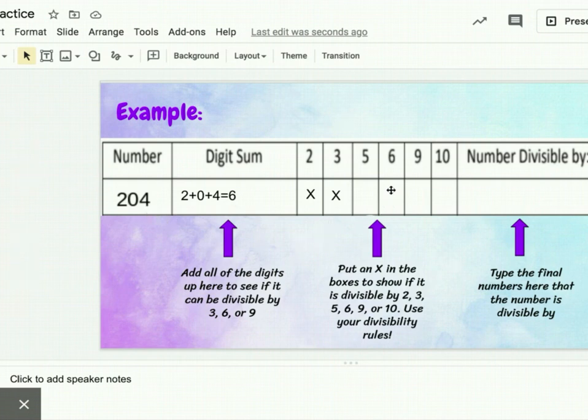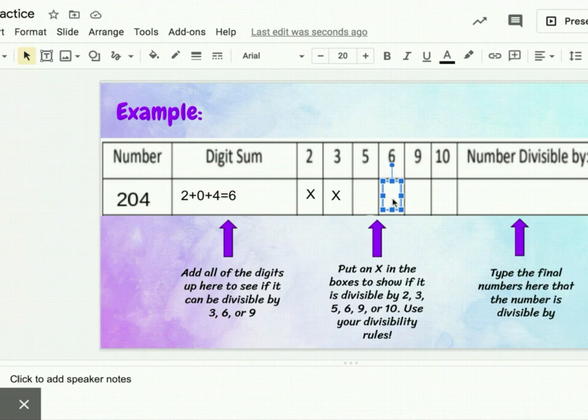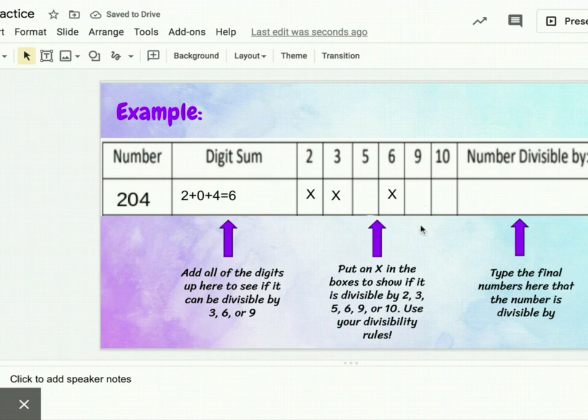For it to be divisible by 6, it has to be divisible by 2 and 3. Well, I already checked off that it was divisible by 2 and 3. So it is going to be divisible by 6. For it to be divisible by 9, that's kind of like the rules for 3, but it needs to add up to be a multiple of 9. Well, my digits don't add up to be a multiple of 9, right? 6 is not quite a multiple of 9, so that's not going to work. And then for it to be divisible by 10, it needs to have a 0 in the ones place. It has a 4 in the ones place, so that's not going to work either.